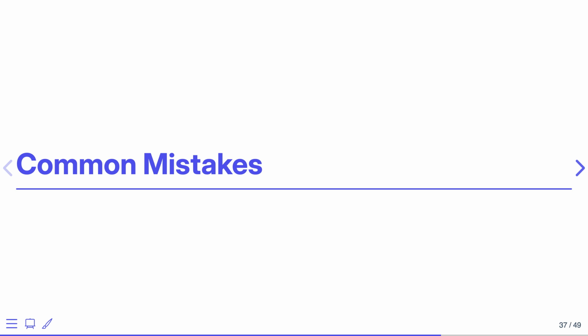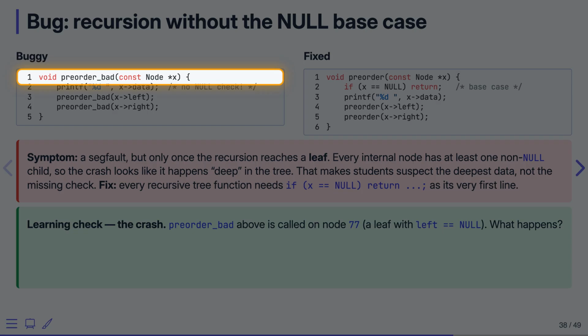Now let's look at the common mistakes people make with binary tree code and how to avoid them. Let's look at the most common tree bug. The left side is the buggy version of preorder. The right side is the fixed version.